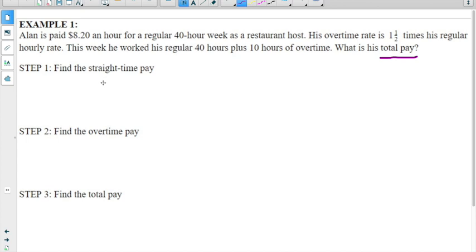Step 1 is to find the straight time pay. So he earns $8.20 an hour for his 40-hour week. So this week he worked his 40 hours. Let's figure out how much that would be. $8.20, the hourly rate, times the number of hours he worked, is going to tell us his straight time pay. That should give us $328.